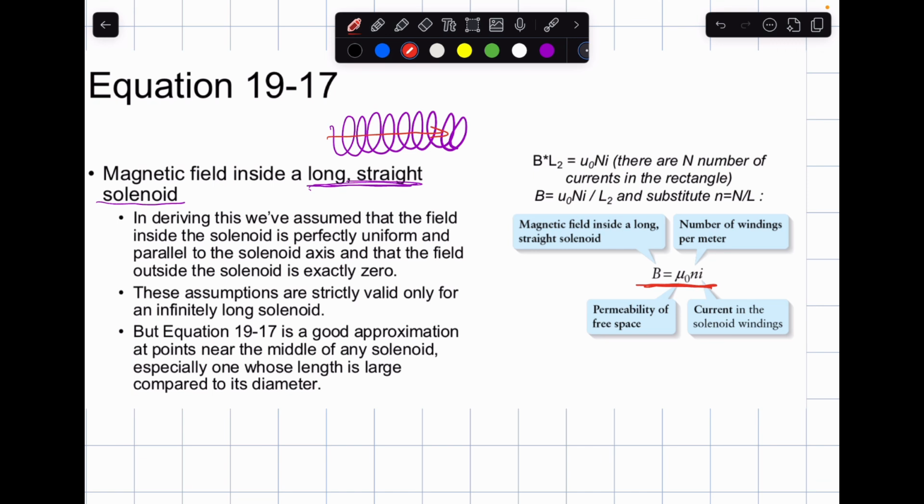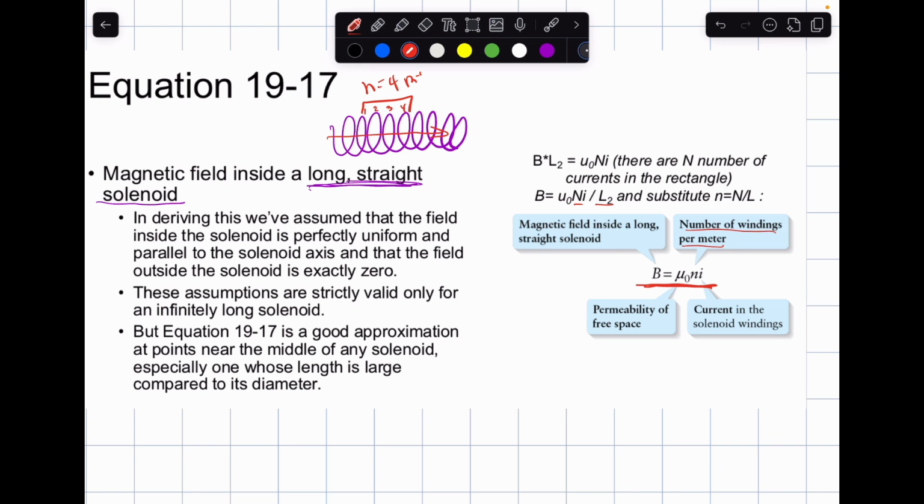times the current. So what's n? n is the number of windings per meter. So basically, if this is a meter, it's the number of windings, the number of turns. So 1, 2, 3, 4, 4 turns per meter. If that's 1 meter, then the n here is 4 turns per meter, or meter to the minus 1. Okay, you can rewrite this as little n equals big N divided by the length, right?